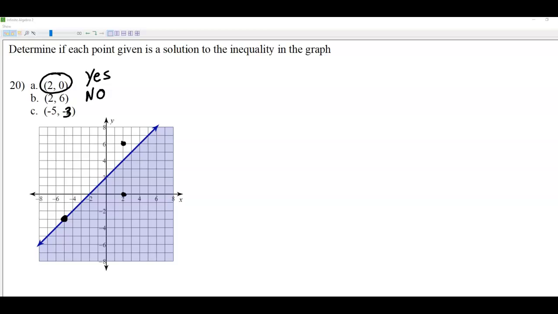Now that's on the line. Now sometimes that's a solution and sometimes it isn't. If you have a solid line, then it is a solution. But if you have a dotted line, it is not a solution.